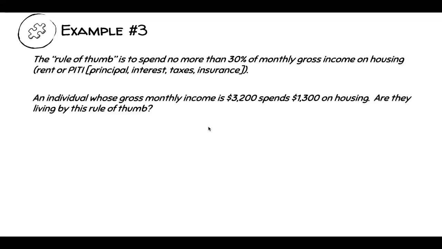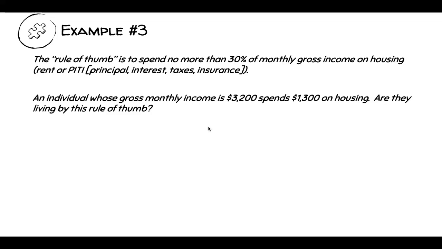The next example just says the rule of thumb is to spend no more than 30% of your monthly gross income on housing. So we mentioned this before. This is a good rule of thumb to keep in mind, particularly when we start talking about the big project later on, when you have to go and buy a home. And given some certain situation, you'll want to look at that 30% rule to see what you can afford.